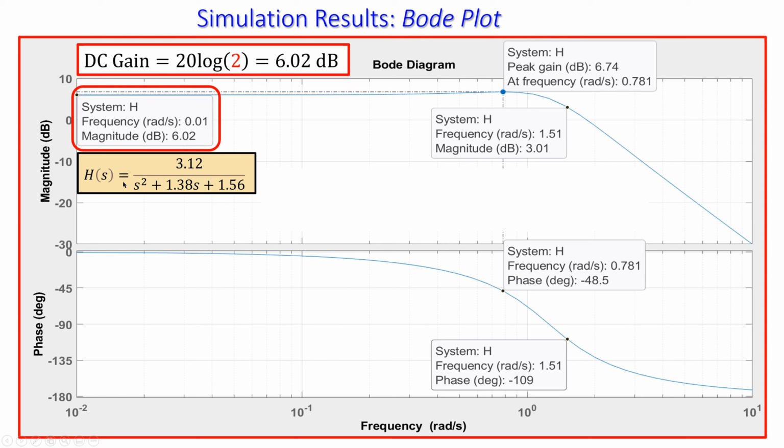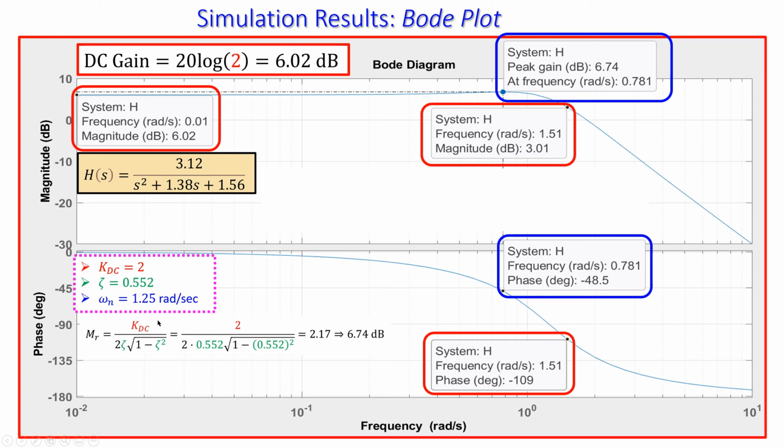So again, the KDC, the value of R, the damping ratio, and we have also the omega n, which is the natural radian frequency. So what do I have? I have then, of course, the peak gain. This is given in dBs. First, I calculate the scalar value of that one. This is this formula, KDC over 2 zeta times the square root of 1 minus zeta squared. Substituting the values, I have then 2.17 approximately. If I go to the dBs, it will be 6.74 dBs. That's exactly as we have in the simulation.